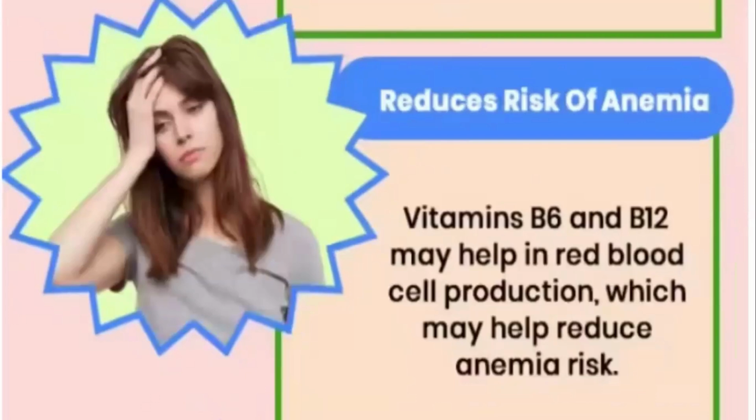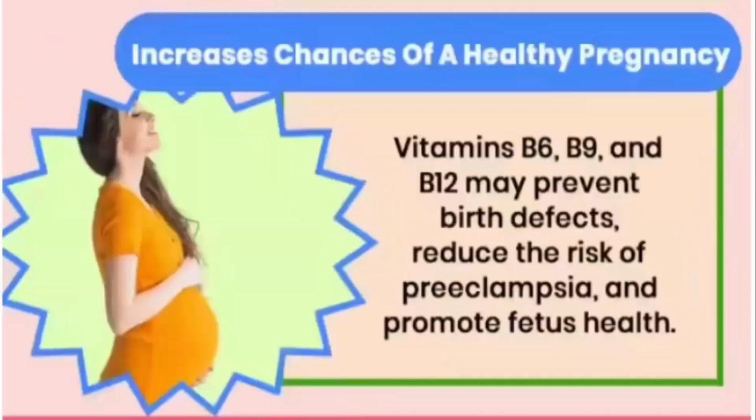All of you know that B6 and B12 help in red blood cell production, and a very important thing, it increases the chances of a healthy pregnancy. Vitamin B6, B9 and B12 prevent birth defects, reduce the risk of preeclampsia and promote fetus health. All kinds of neural tube defects are prevented by taking folic acid.